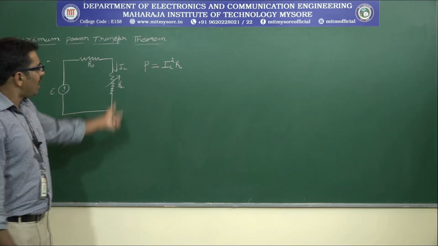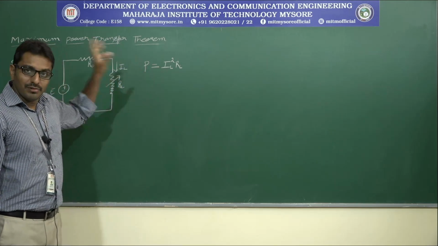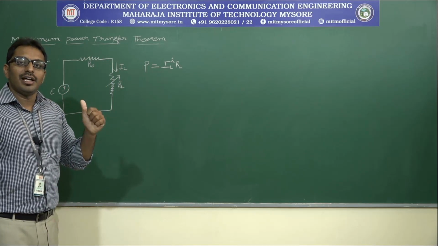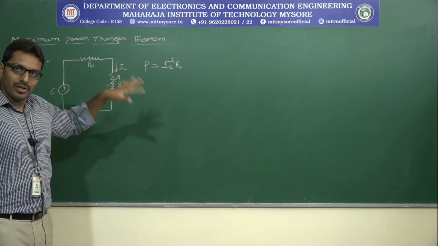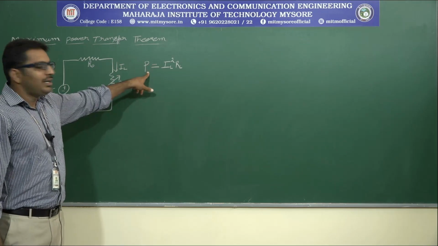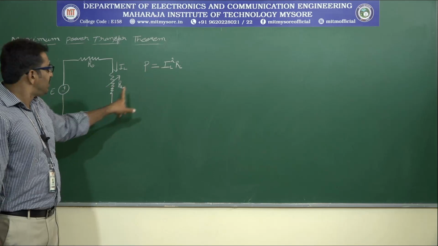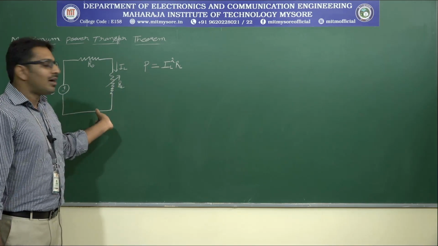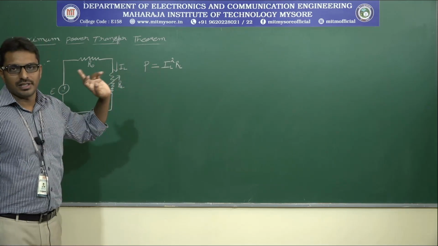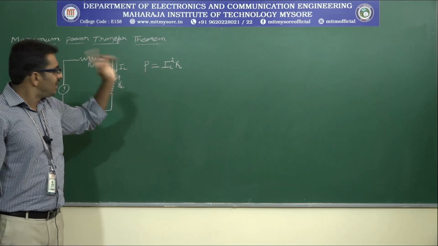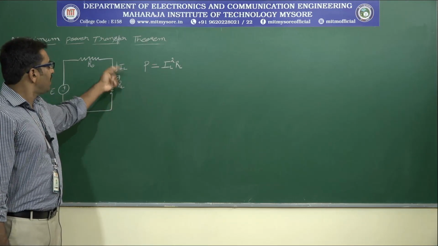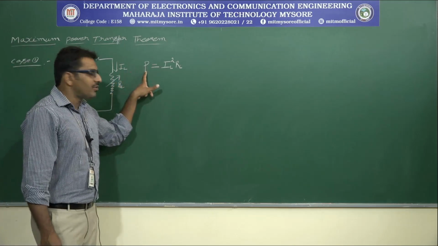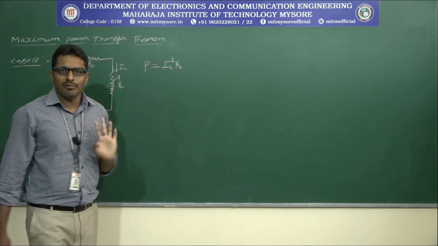Is that clear? In order to find the maximum power, because we are going to derive the condition when we can transfer maximum power from source to the load, I'm first calculating the power received by this load resistance. This is not the maximum power, it is just the amount of power received by this load resistance. Is that clear? Now, to find this power, first we need to calculate IL.